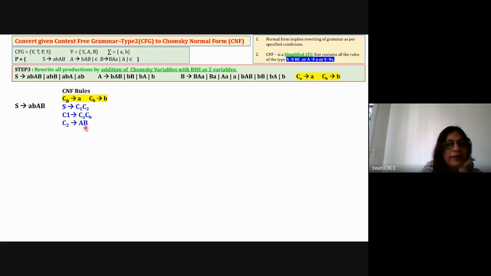So you can go ahead and take the variables and start writing, and then cross check your answer with me. Okay, so I'll just repeat what we have done. We have taken the first rule, S is equal to aB, capital AB, and for the first rule, these three different rules are added. I'm saying S is equal to C1, C2, where C1 is equal to AB, but I cannot write two variable terminals. So I'll say C1 is equal to CA, CB, and C2 is equal to AB. That's what I'm telling.